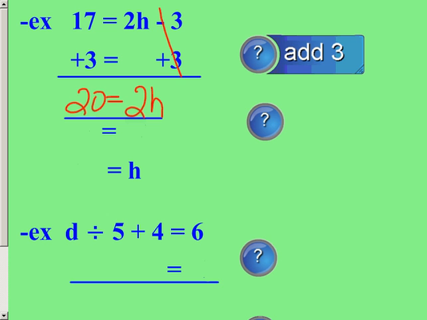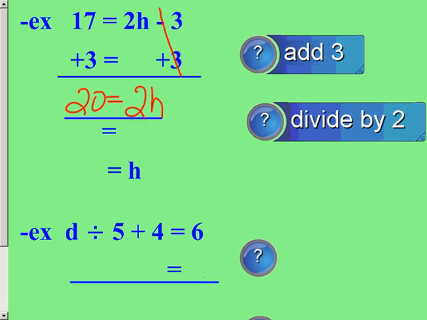Now I'm ready to get rid of the times 2. So I divide by 2 on both sides of the equation. Divide by 2 here and here. Times 2 and divided by 2 cancel, leaving me with h equals 20 divided by 2, which is 10.